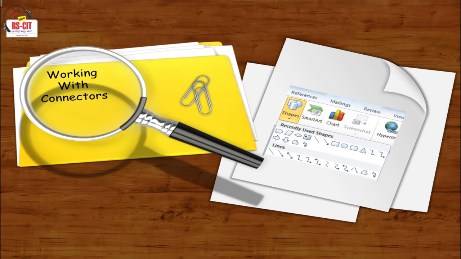They are different from conventional lines because connectors, as the name implies, stay connected to the shapes they are linked to. Move any connected shape and the connectors move and reorient with the shapes automatically. The three types of connectors are straight, elbow that is angled, and curved. Formatting connectors in Word 2010 is straightforward.